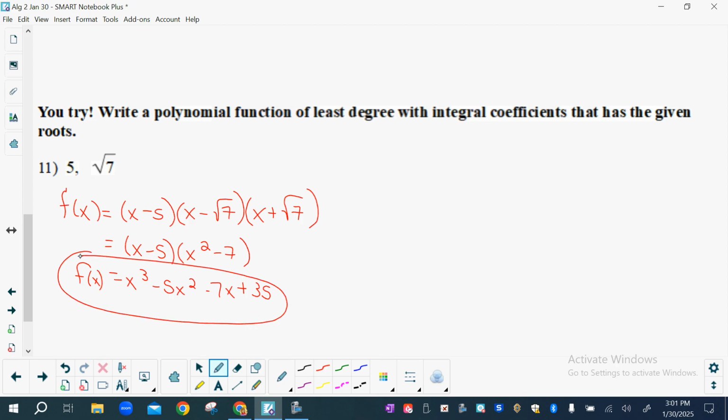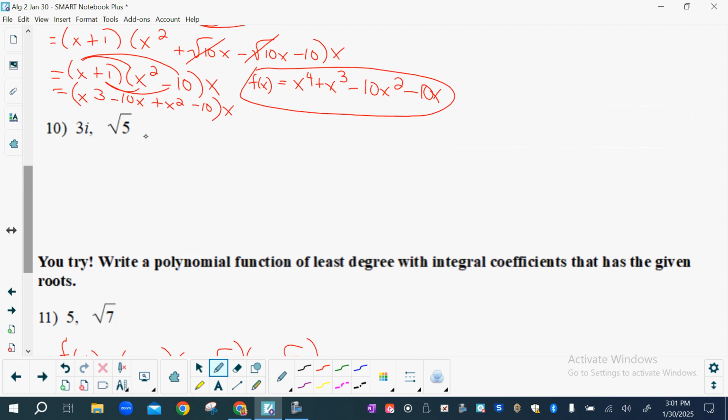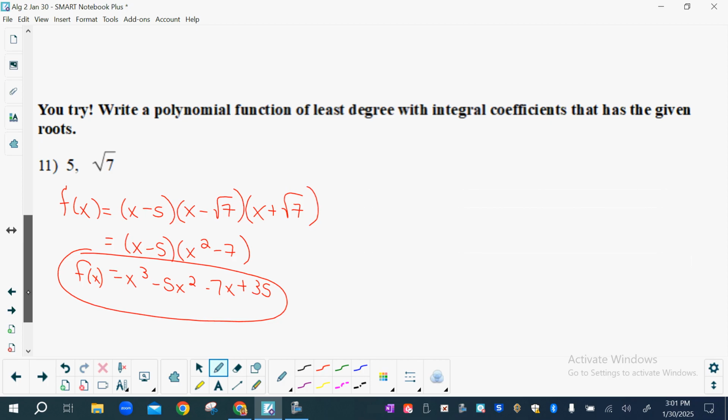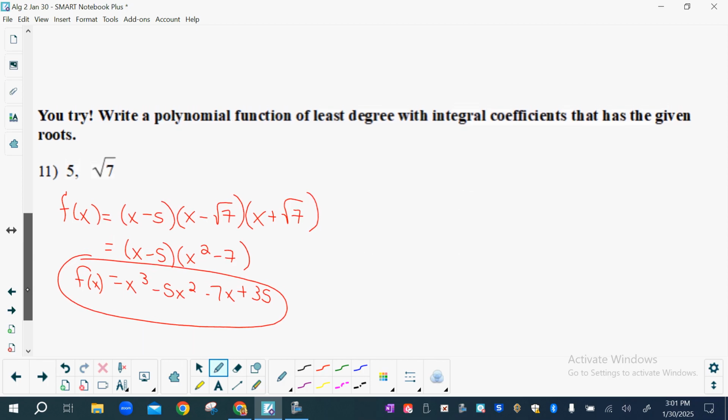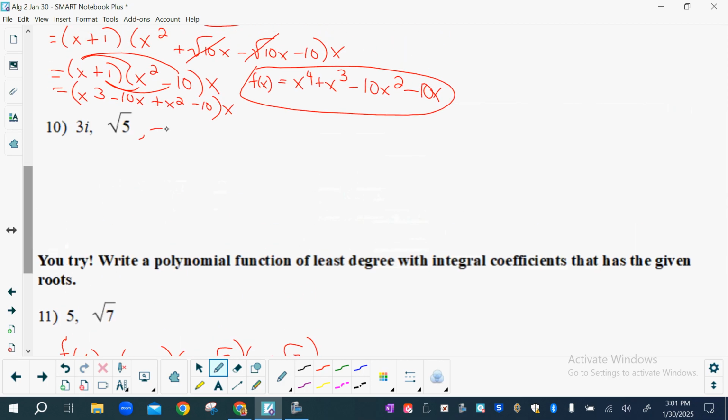Okay, this is what you should get for the U try. I'm just going to quickly talk about number 10. Any questions on this before I move back to number 10? Okay, we're good. Any additional roots here? Negative 3i, and negative 3i and negative square root 5.